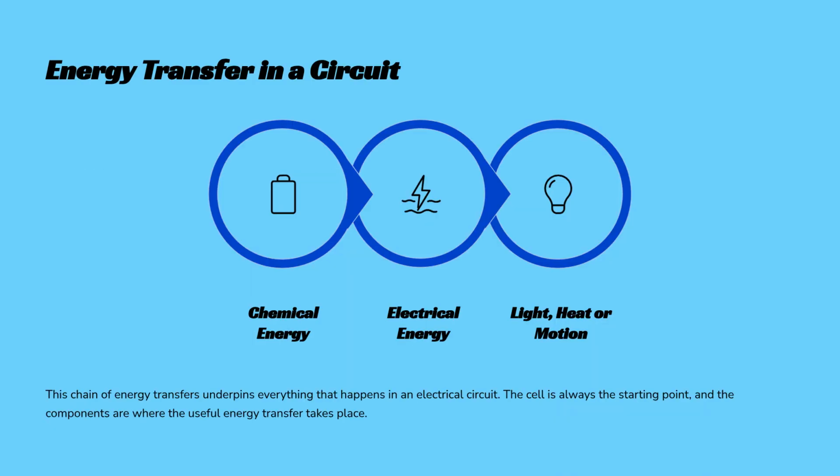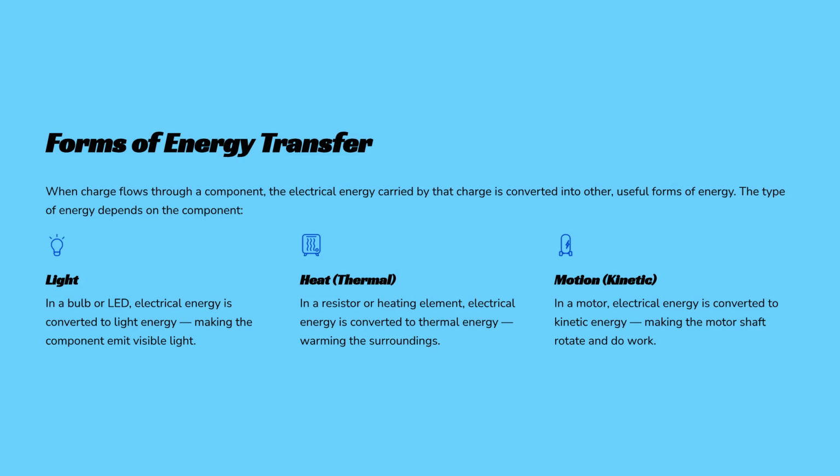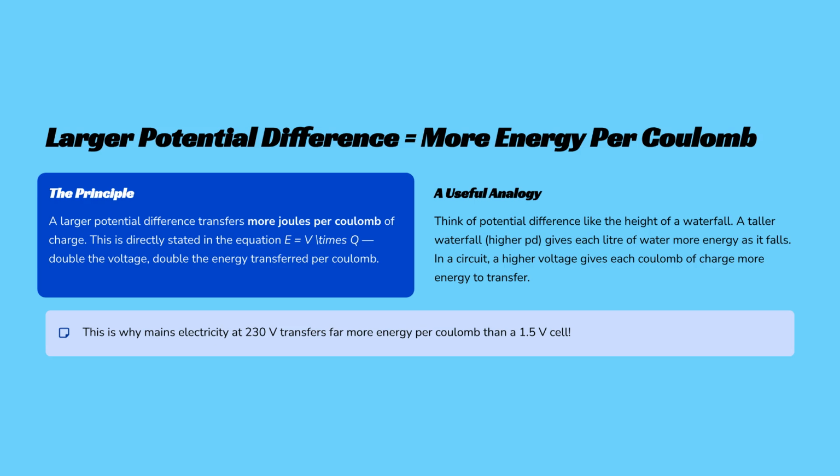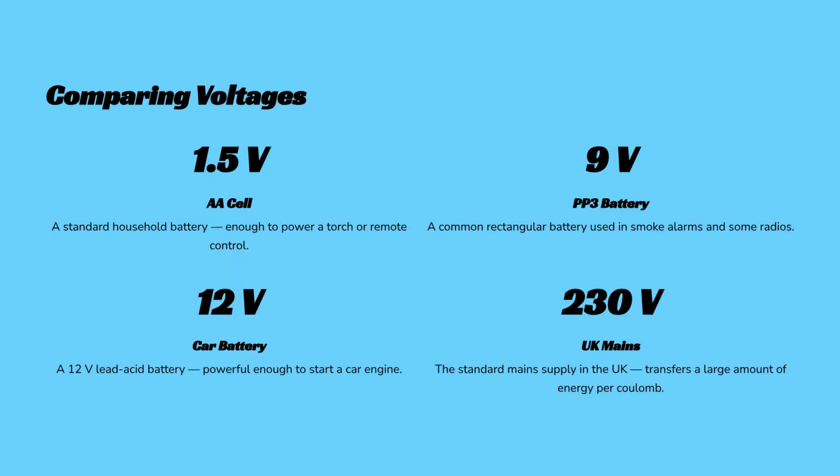Chemical energy in the cell is converted to electrical energy, which is then transferred as light, heat, or motion in components. The specific form of energy transfer depends on the component. Bulbs convert energy to light, resistors to thermal energy, and motors to kinetic energy. Remember, a higher potential difference means more energy is transferred per coulomb. It is helpful to think of this like a waterfall's height, increasing its potential energy. Voltage varies widely. A small AA battery provides 1.5 volts, while UK mains electricity delivers a significant 230 volts, transferring much more energy per coulomb.